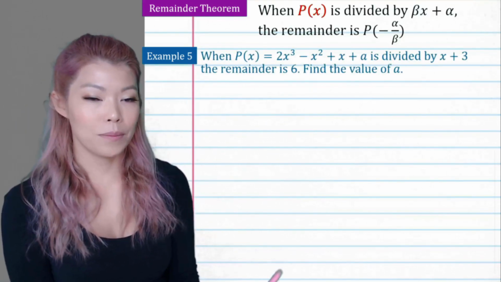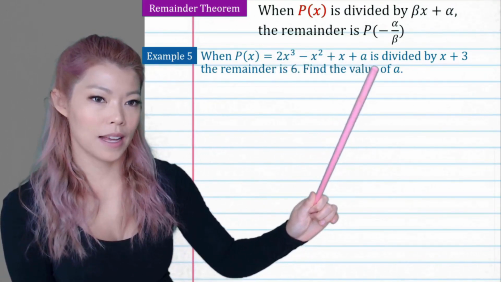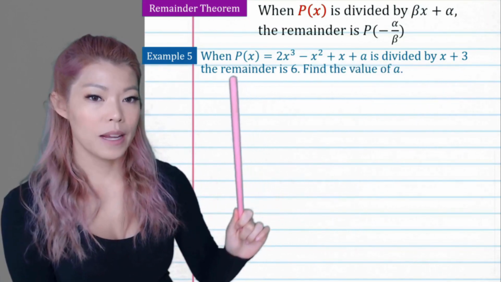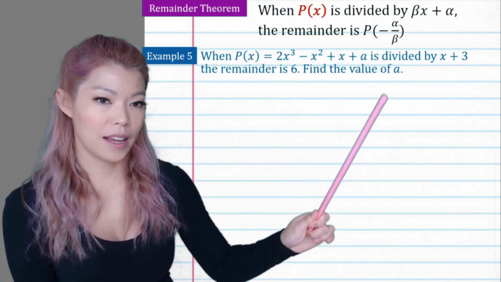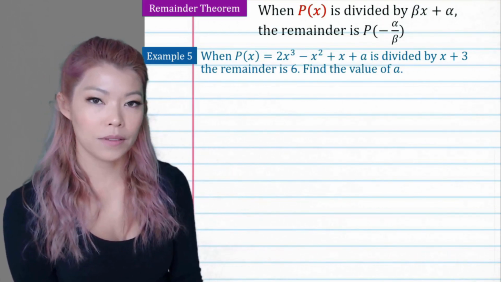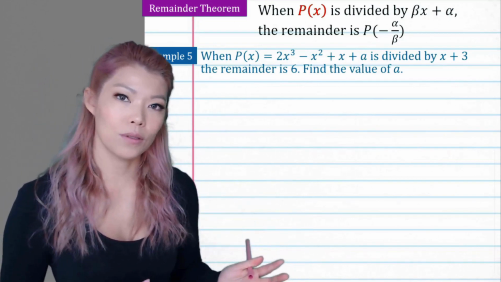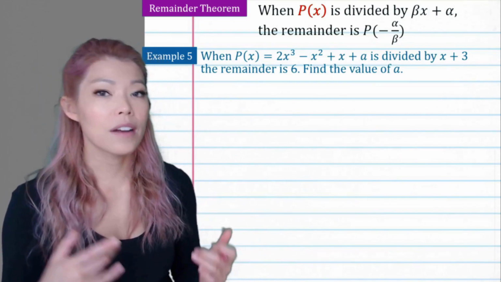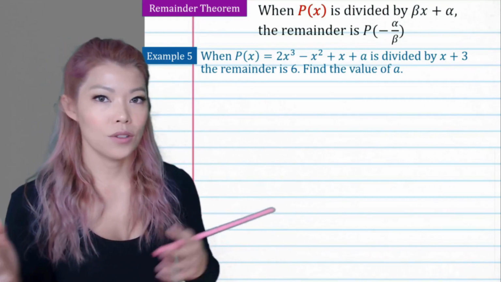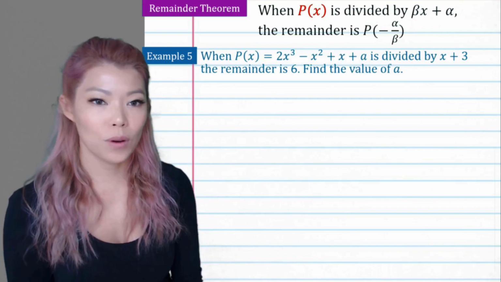Example 5, when p of x, which is equal to 2x cubed minus x squared plus x plus a, is divided by x plus 3, the remainder is 6. Find the value of a. Recall that when we started polynomials in our first video, we did something very similar. First, we substituted and found values, and then the last, or close to the last, part of the question had a, and then you knew what the value was, and you work backwards to find a. So that's exactly what we're doing here.